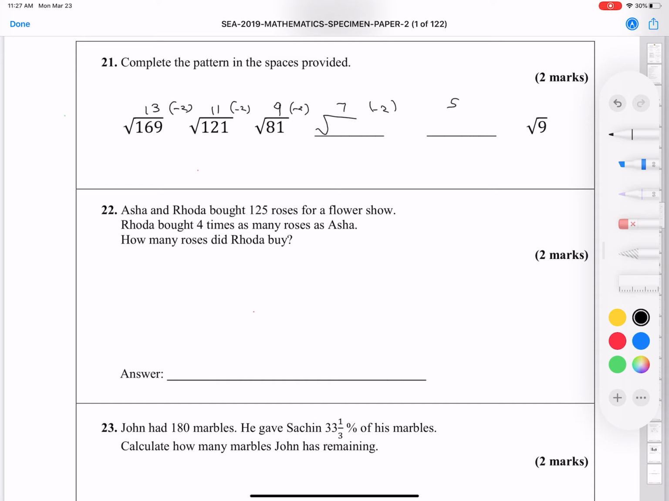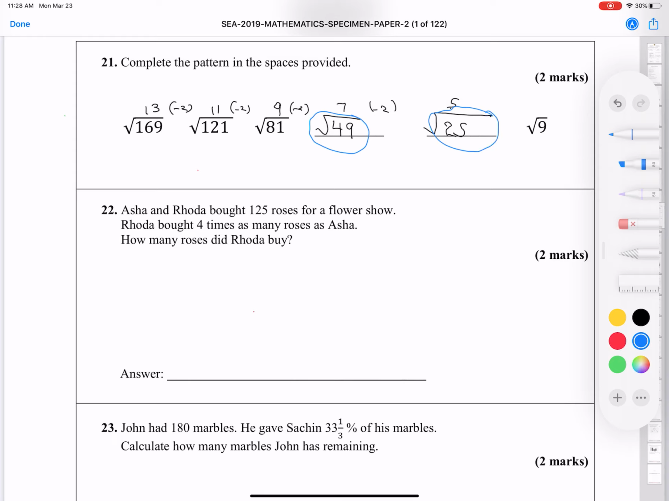So the answers will be 7 squared and 5 squared. 7 squared equals 49. 5 squared equals 25. So the actual answers are the square root of 49 and the square root of 25.